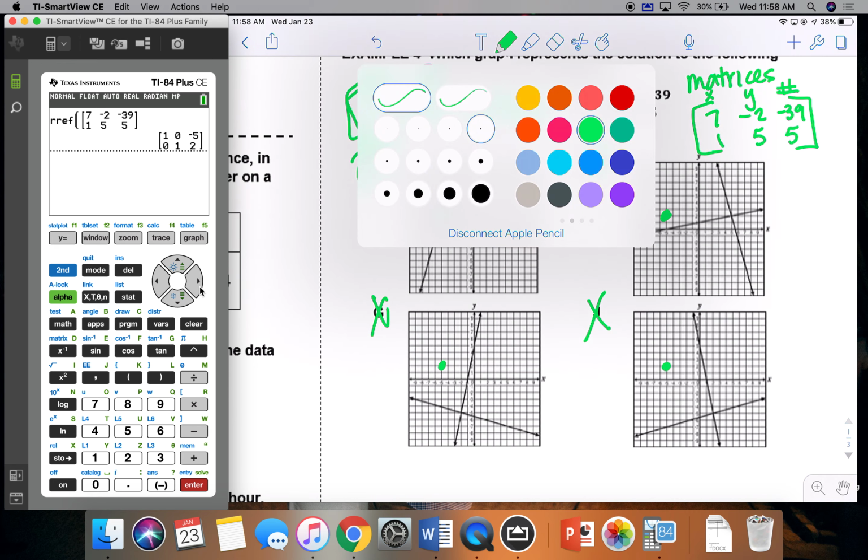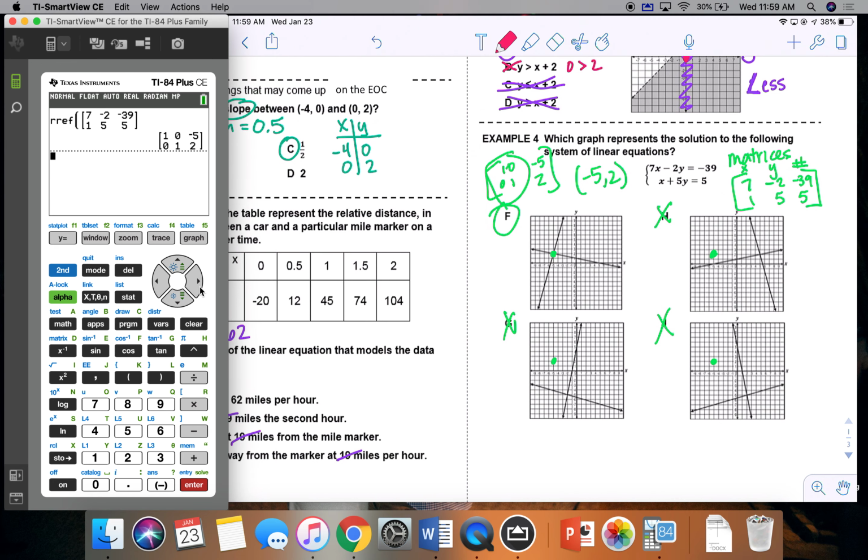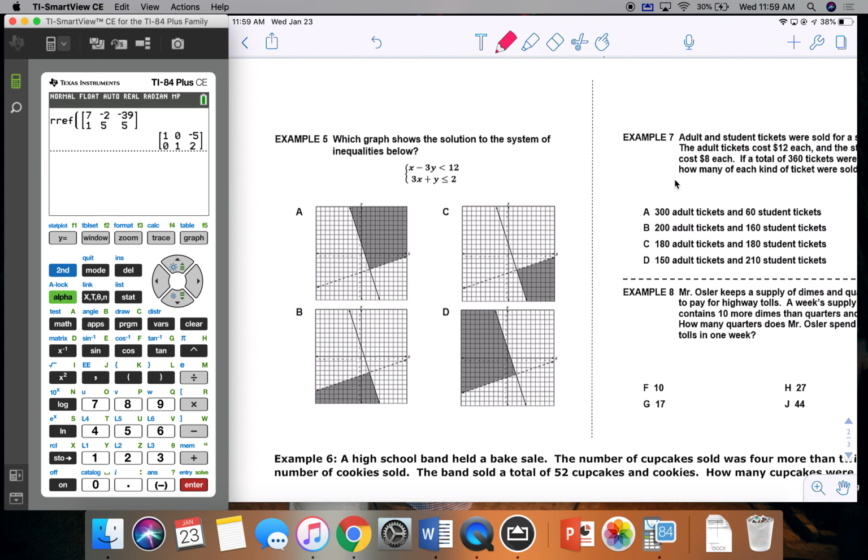If I had multiple ones that both had that same solution, then I would need to solve these for y and see if one of the graphs is graphed incorrectly. But in this case, I found my solution, so I'm good.